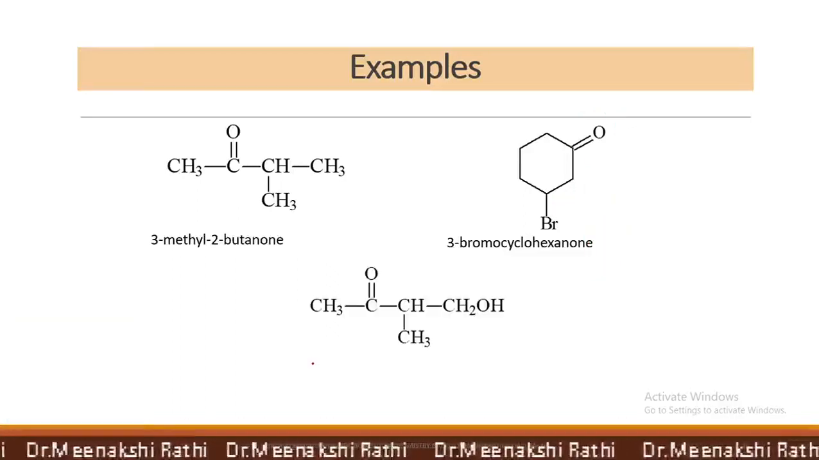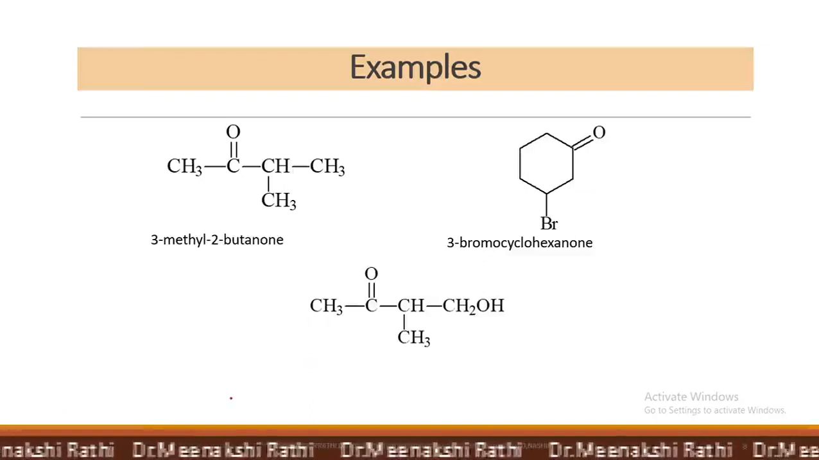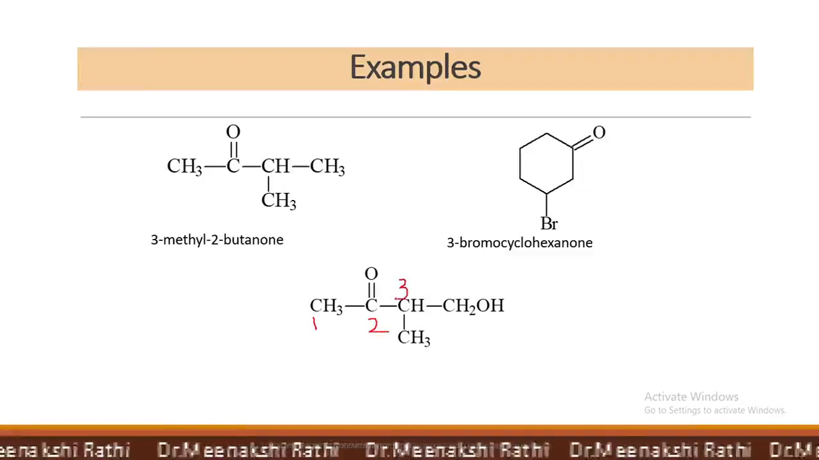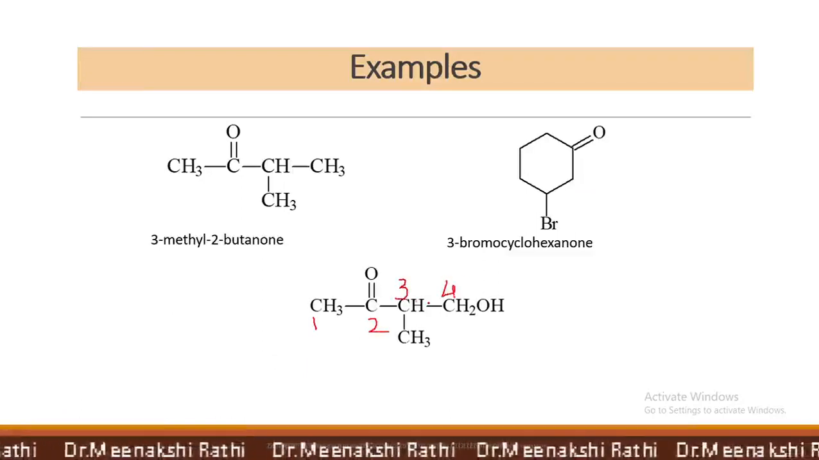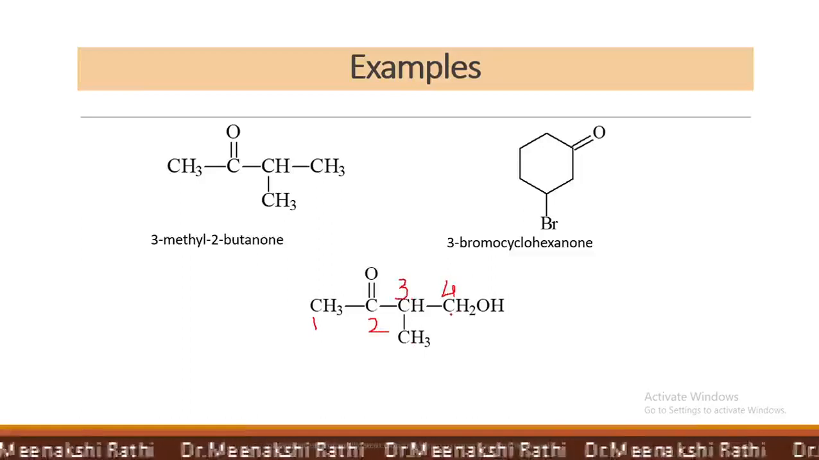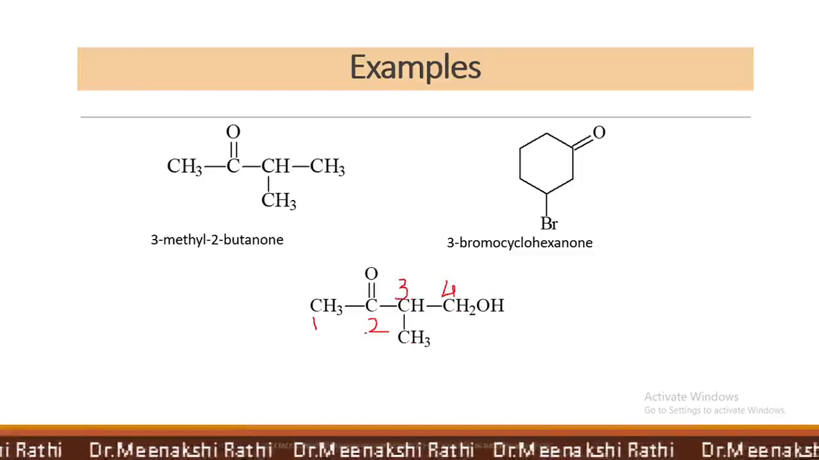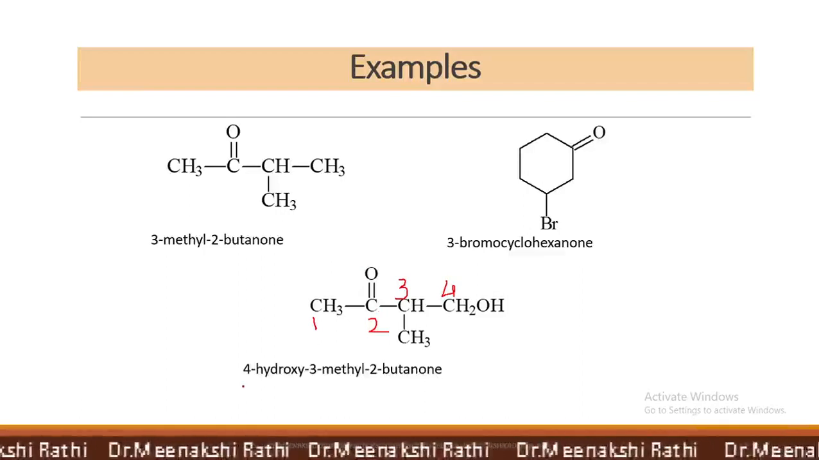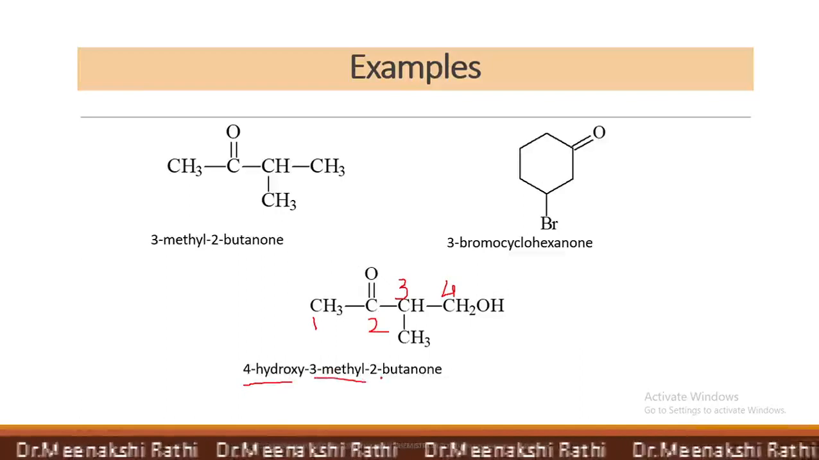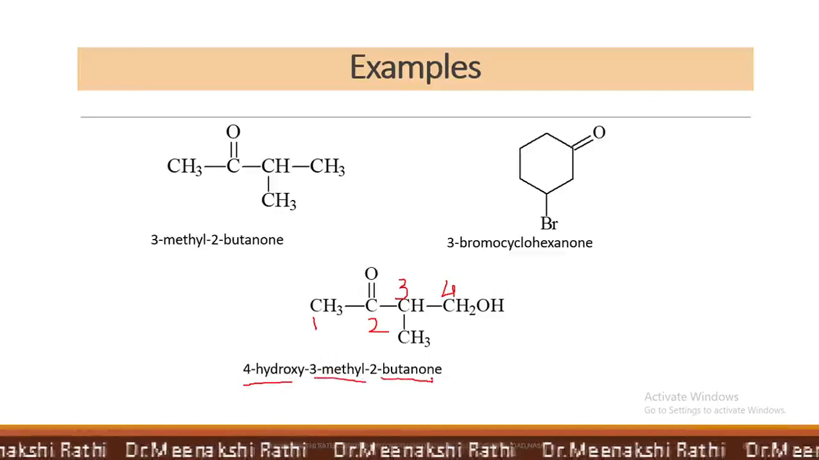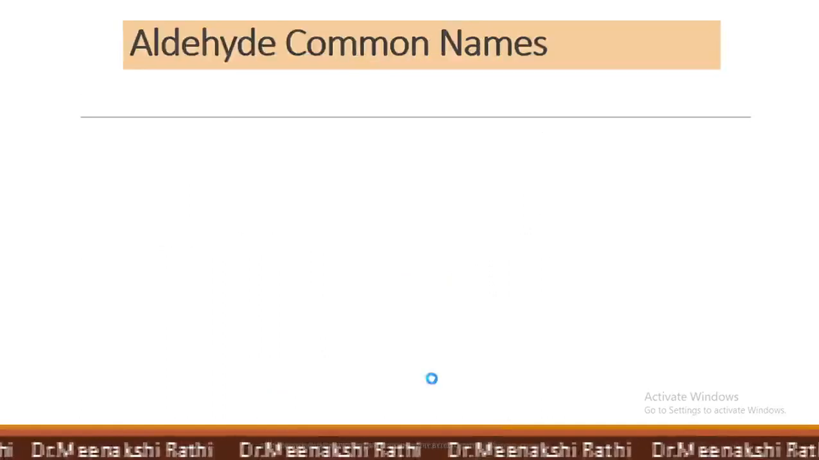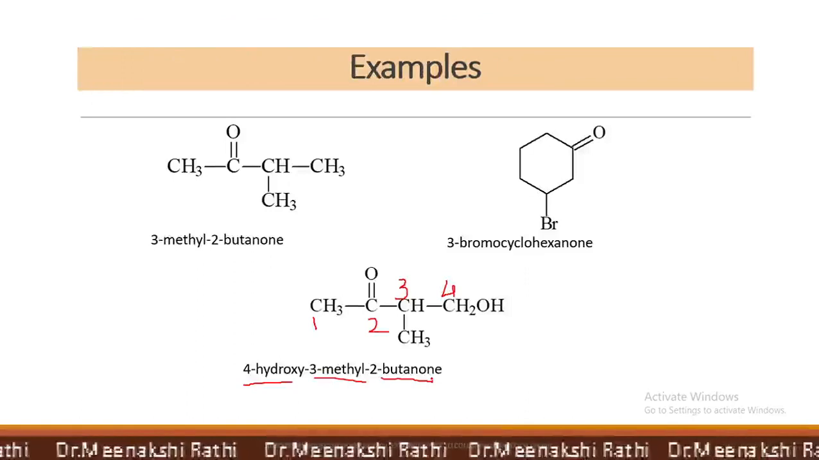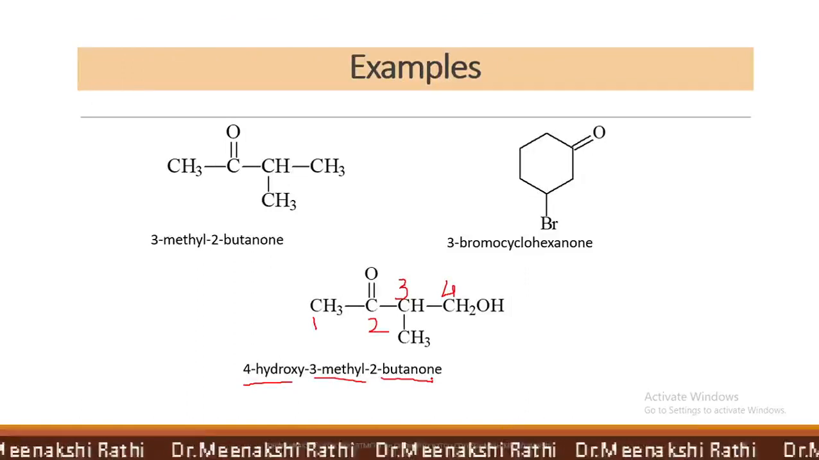Here again, numbering we need to start from here, 1, 2, 3, 4. So at the third carbon is a methyl group, the fourth carbon has a hydroxy group and the second carbon is the ketone. So it is 4-hydroxy-3-methyl-2-butanone. Okay. So in this way we can write the IUPAC names as well as common names of ketones. Further part we will discuss in the next video.